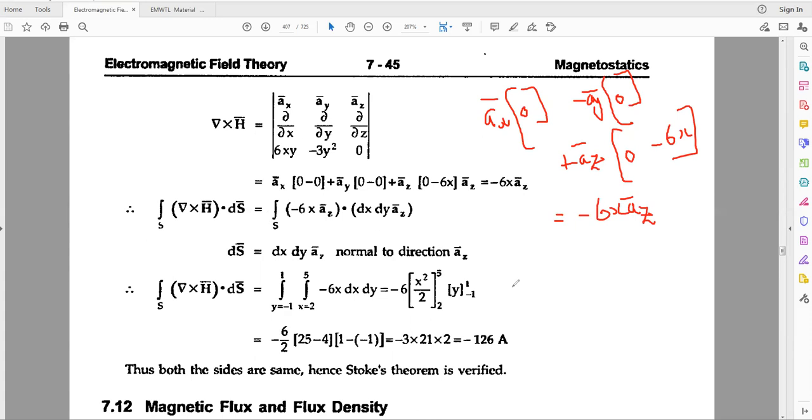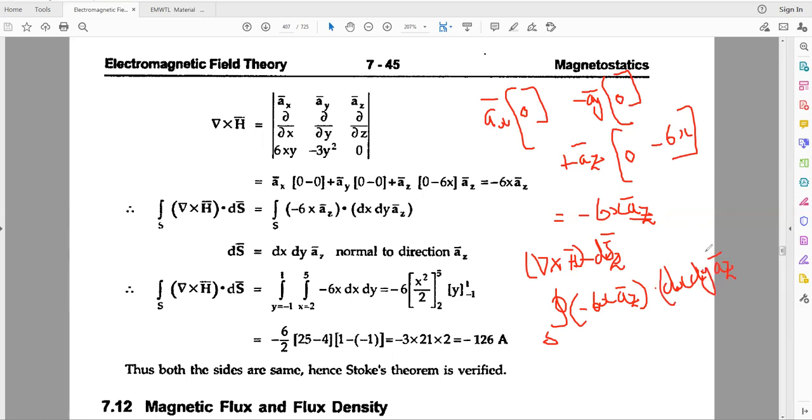And apply the del cross H bar dot, not the dot, sorry, dot only, dot dS bar. It is in the a_z bar direction in the Cartesian coordinate system. It becomes the surface integral of minus 6x a_z bar dot dx dy a_z bar. a_z bar dot a_z bar is equal to 1, and that integral becomes minus 6 dx dy.